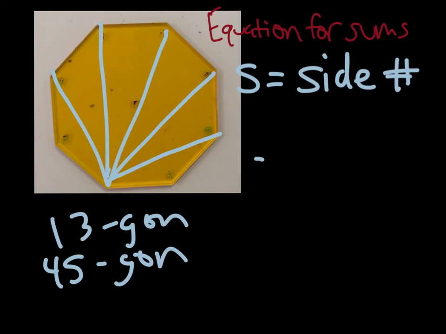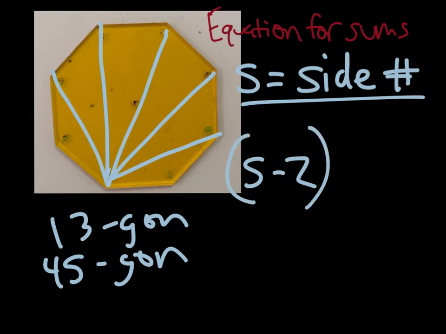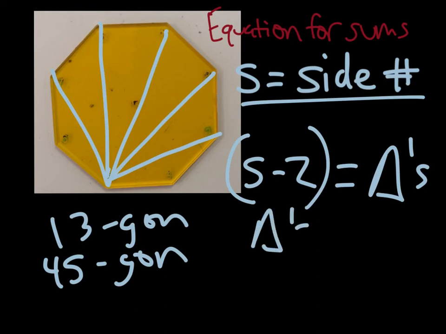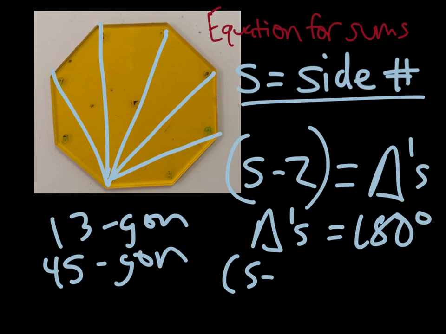So our equation then started with s minus 2, where s is the number of sides on that shape. That equals the number of triangles that we can make. We know that triangles are equal to 180 degrees in terms of interior angles. So let's combine these two pieces of information. If I have s minus 2 triangles, I can then multiply that by 180 to get my total sum.